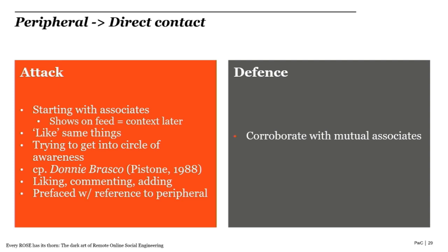And at some point, the attacker is going to initiate direct contact with the intended target once this has been done. And again, to start with, that might be just liking or commenting on posts and content, with the advantage that the attacker can preface that with reference to the peripheral contact. Defenders here would be looking to corroborate a profile with mutual associates. So they know that someone is showing up in the newsfeed that they don't know, that they've never heard of, and they might ask their associates, how do you know this person, where do they come from?